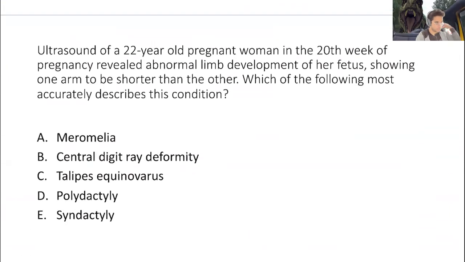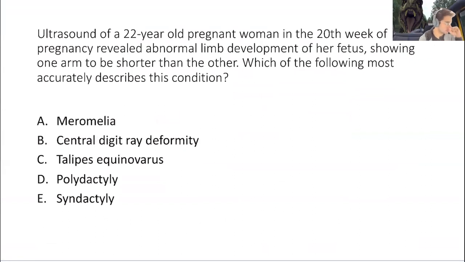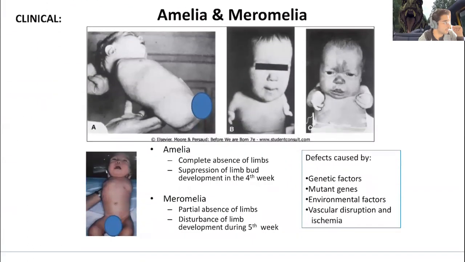Okay, let's do this question. Awesome. You guys are doing fantastic. This is miromelia, right? If it's an abnormal limb development, it's miromelia. If it's completely absent, what type is this? Amelia, okay? That's how I remember it. Amelia, or the lack of amelia, right? So exactly, you guys are killing it. Remember, it's complete absence with amelia. Miromelia, there's partial absence or a disruption.